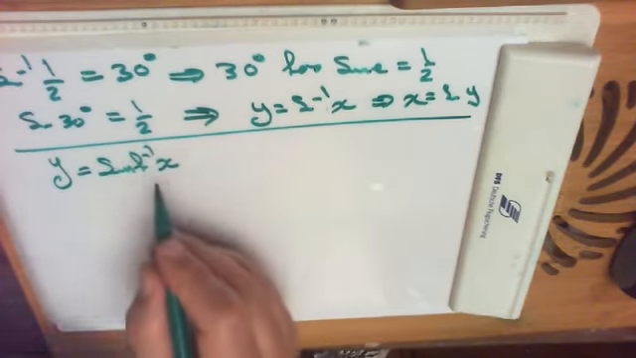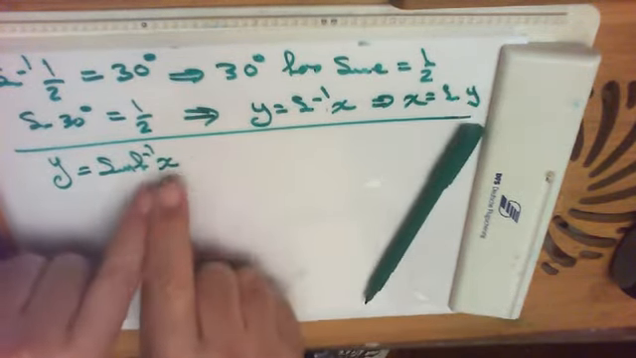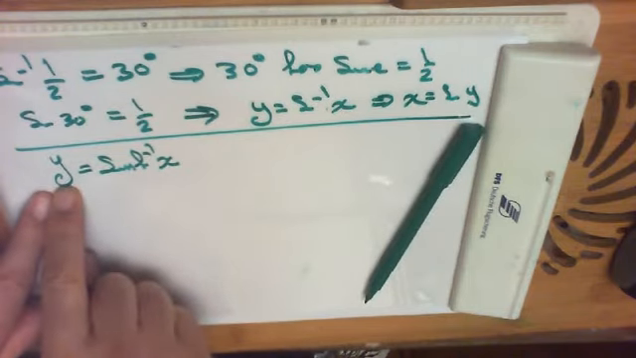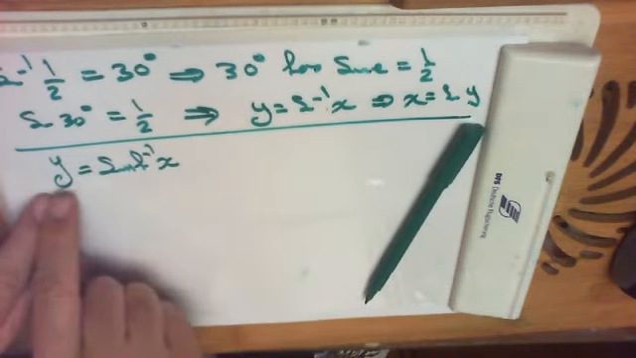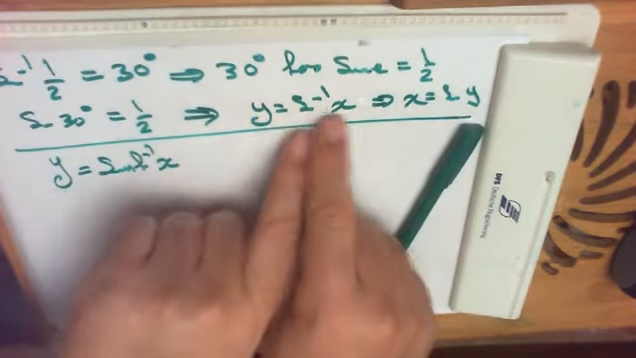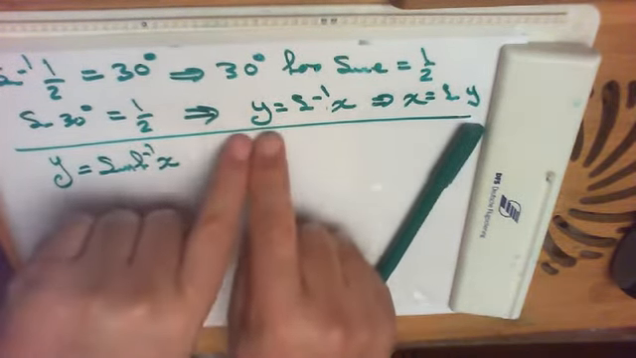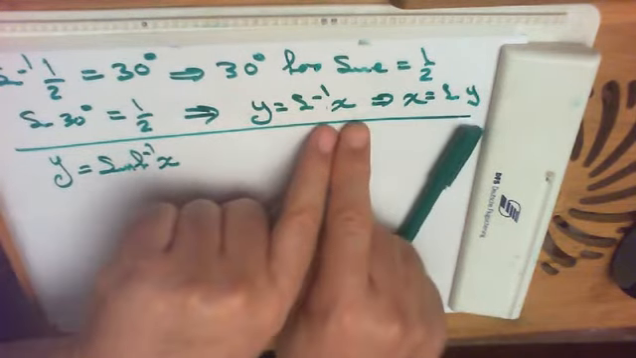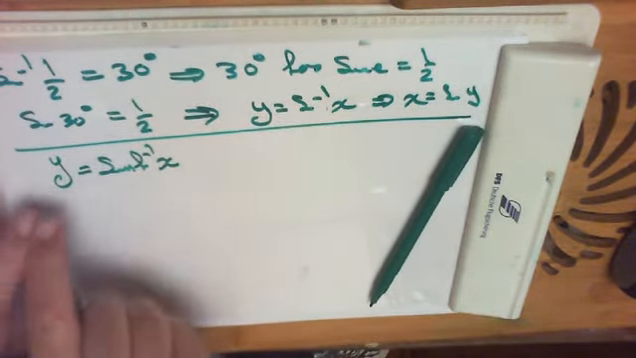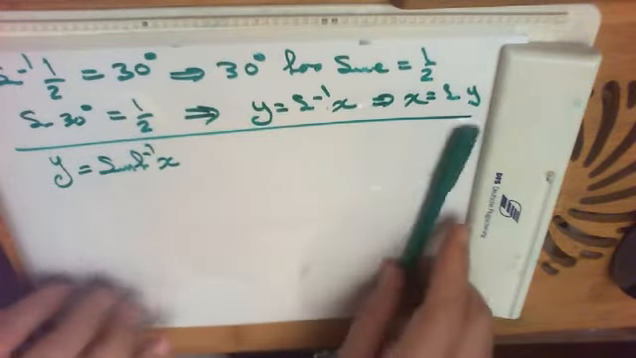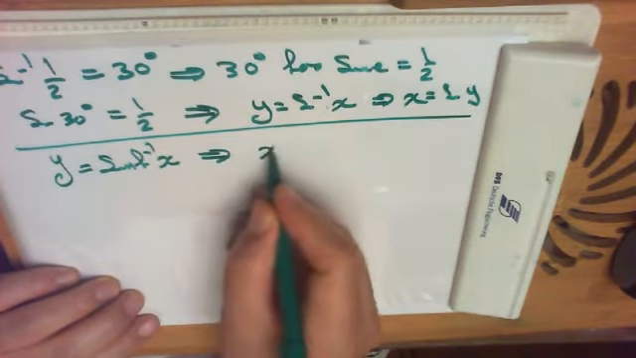Now, x is the sine of the quantity y. Y is the quantity of which the sine is x. Or in other words, x equals sine y.